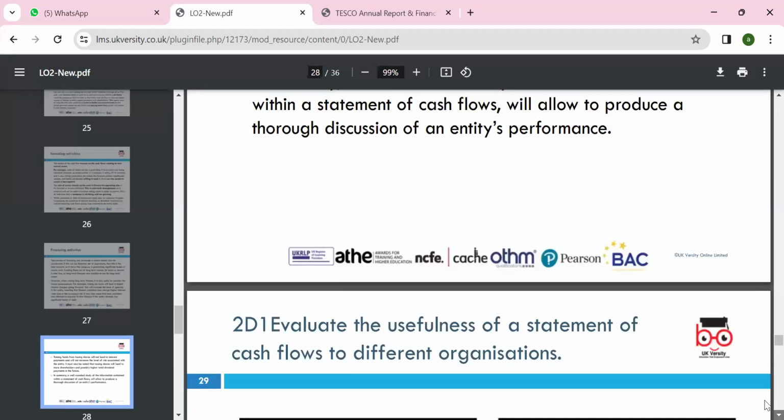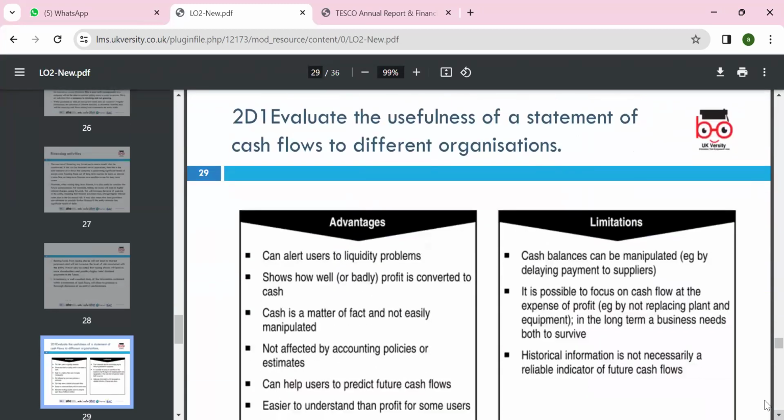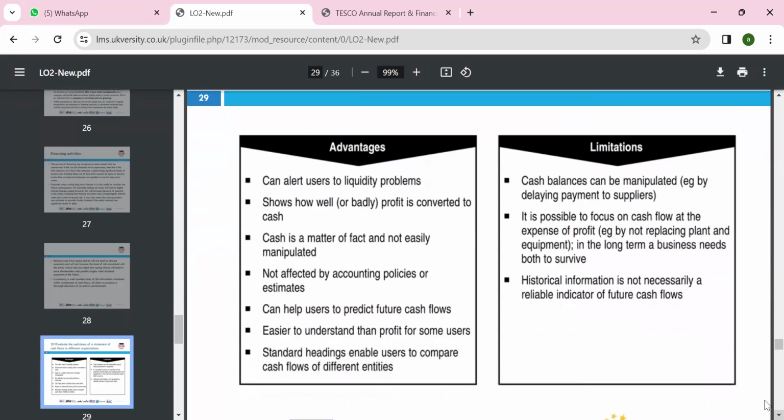So you can look at the entity's performance. Distinction criteria can be looked at: evaluate the usefulness by weighing the advantages and disadvantages. It can alert the user to liquidity problems and show how well profit is converted into cash. Cash is a matter of fact, not easily manipulated, not affected by accounting policies and estimates, and can be used to predict future cash flow. It is harder to understand than profit for some users, but the standard headings enable users to compare cash flows. Limitation: cash balances can be manipulated by delaying payment tactics.